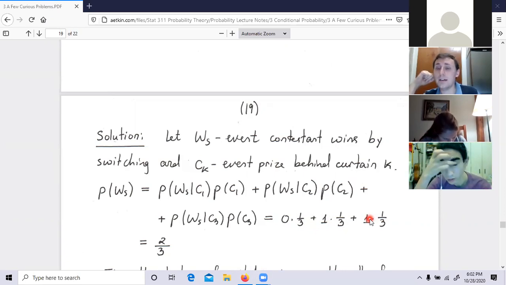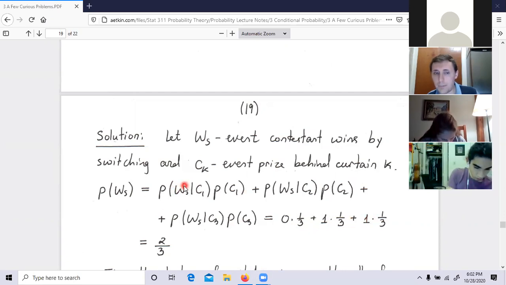Whereas if I stay, I can use the same type of analogy. You can say probability of winning by holding, W sub H, where you hold your choice. And then you only win 1/3 of the time. They are mutually exclusive strategies, or you can just do the same analogy. In other words, it will be zero everywhere except for the first part. It will be one in the very first part.